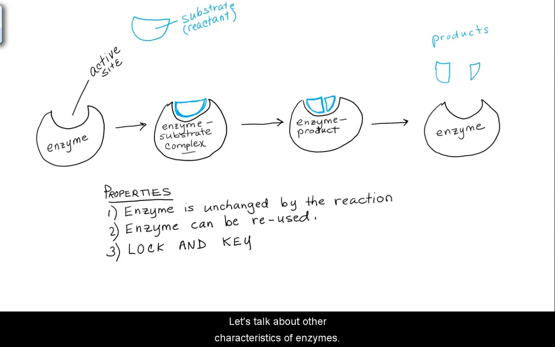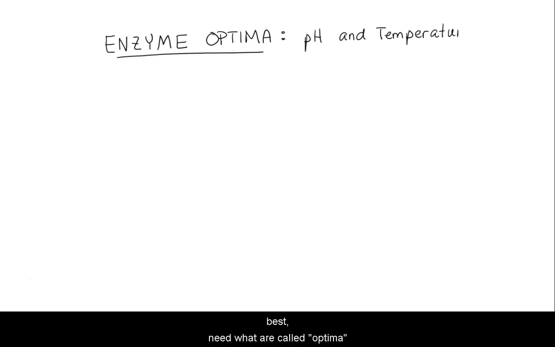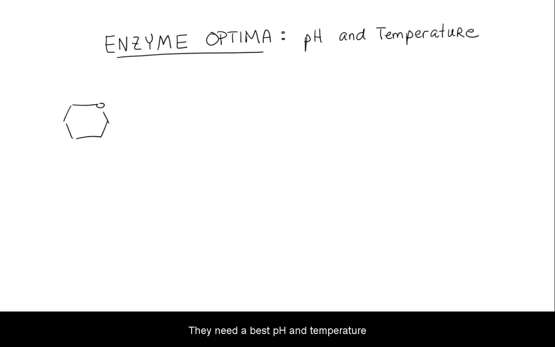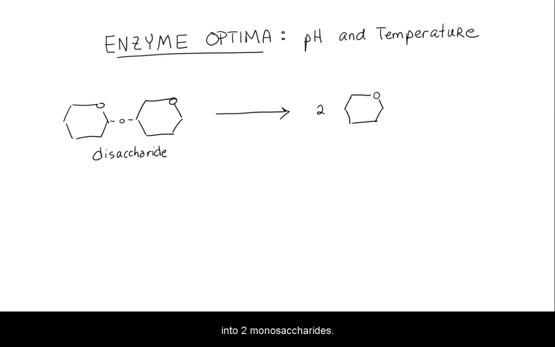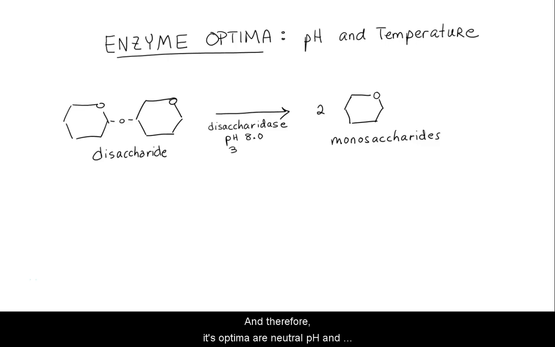But let's talk about other characteristics of enzymes. All enzymes, for them to function at their best, need what are called optima. They need a best pH and temperature. For example, the enzyme disaccharidase digests a disaccharide, which is two sugars linked together, into two monosaccharides. This enzyme is found in the intestine, and therefore its optima are neutral pH and body temperature, 37 degrees Celsius. In fact, an enzyme's optima normally reflect where the enzyme is found in nature.